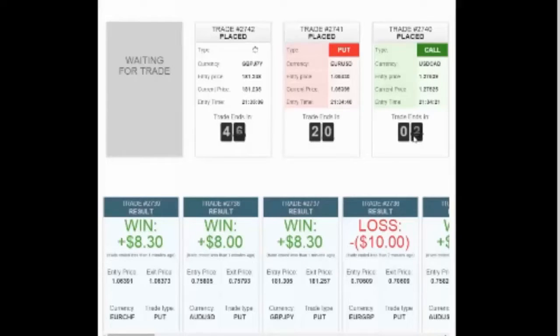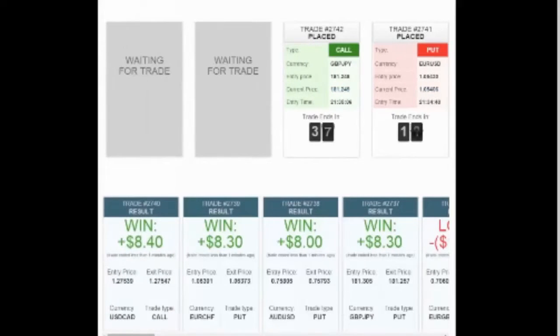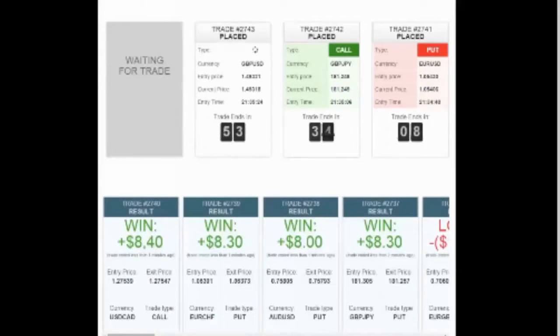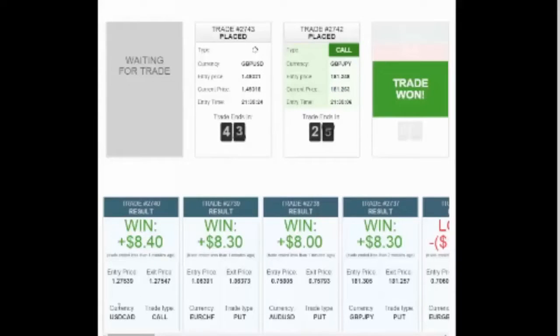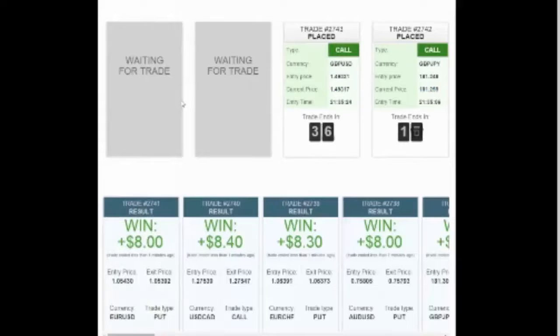Once this trade ends, it's ended and it's a win. You'll see it sliding to the right, and now it's appeared here. You'll see a win, and you'll see how much money was won. You'll see the entry price, the exit price, the currency pair, and the trade type. And this happens all day long, because Binary Boom places trades all day long automatically.